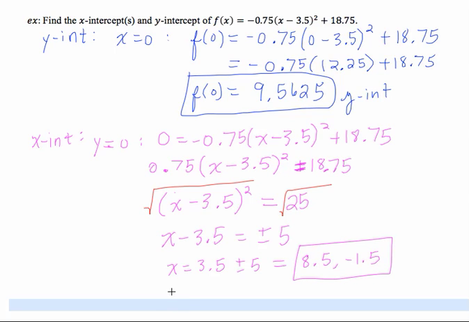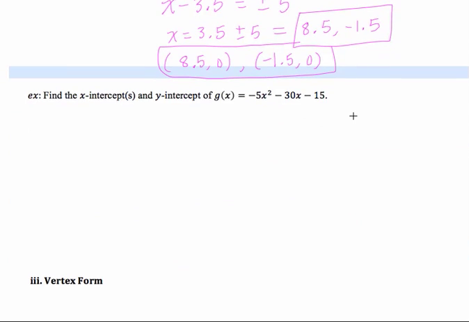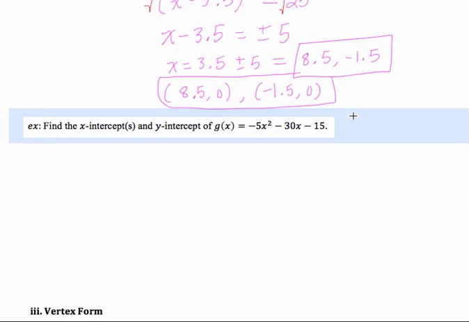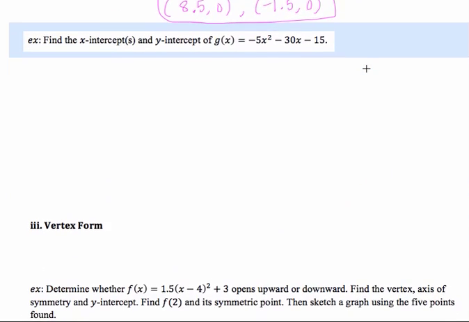Or if you wanted to write them as coordinate points, remember x-intercepts occur where y is 0, so you could say 8.5, 0 and negative 1.5, 0. Just depends on how you want to answer. So with that information, you could actually sketch a pretty good graph of that particular quadratic. Okay, so here's another example, same thing, but this equation is in standard form instead of what's called vertex form. I'll come back to that vertex form again very soon.